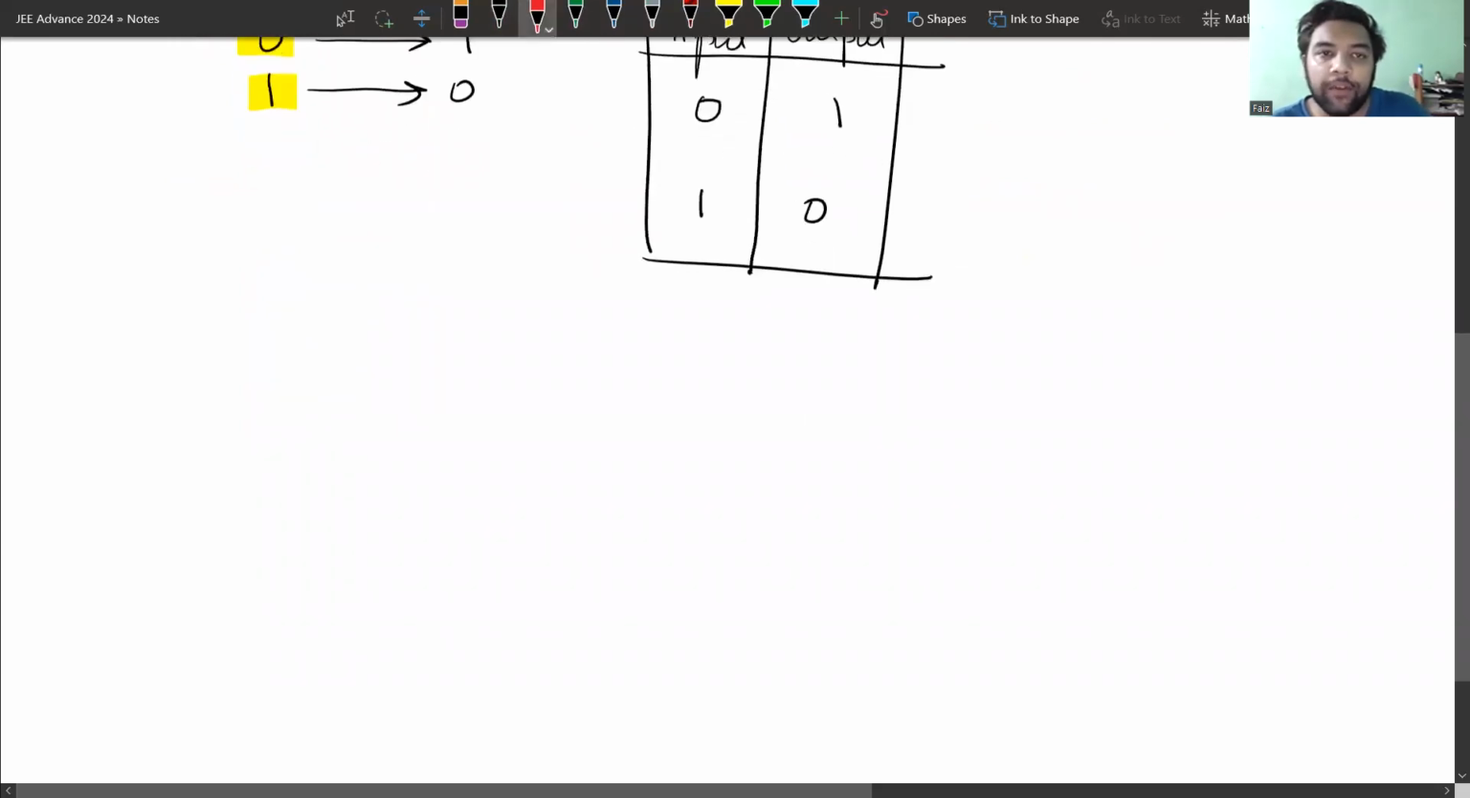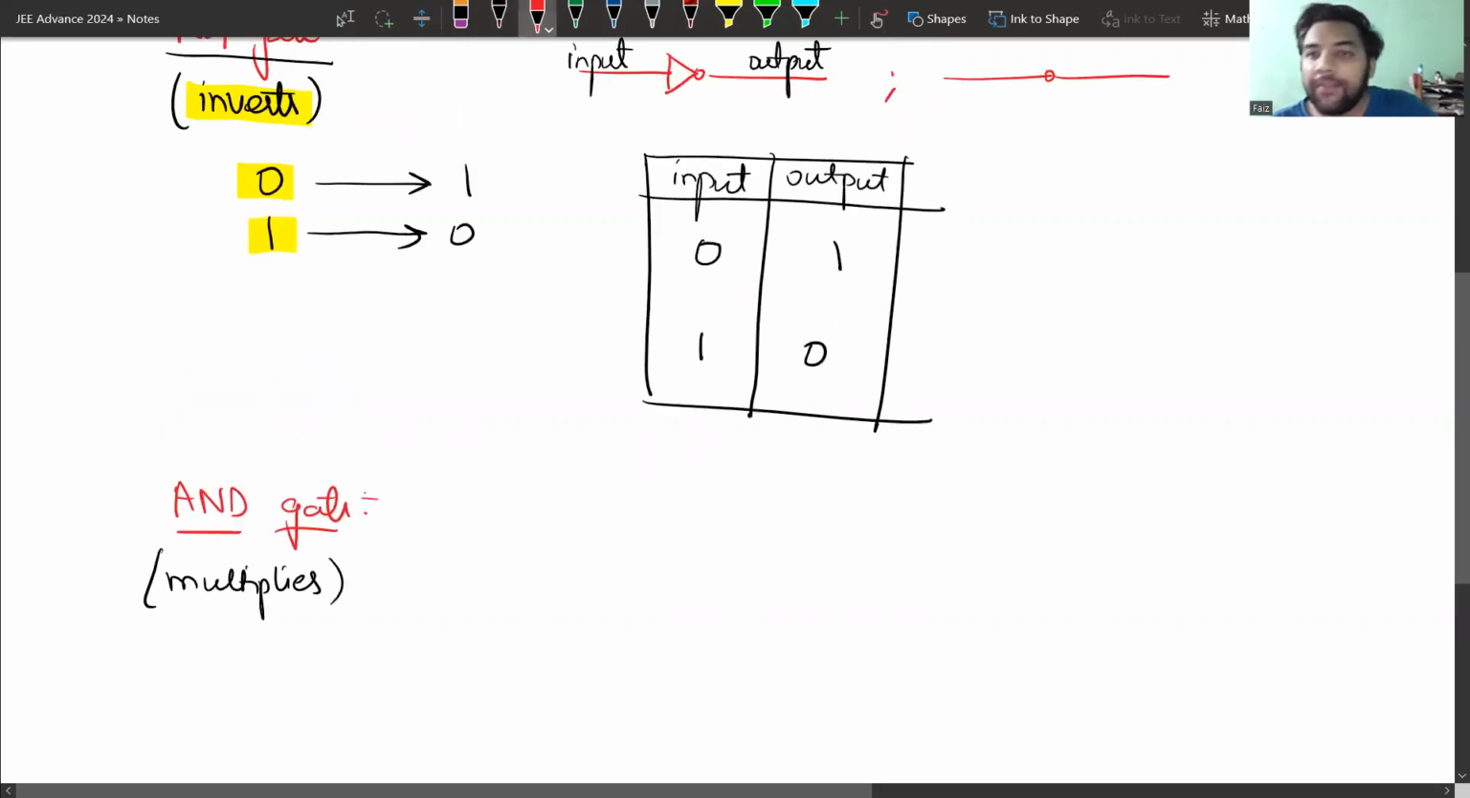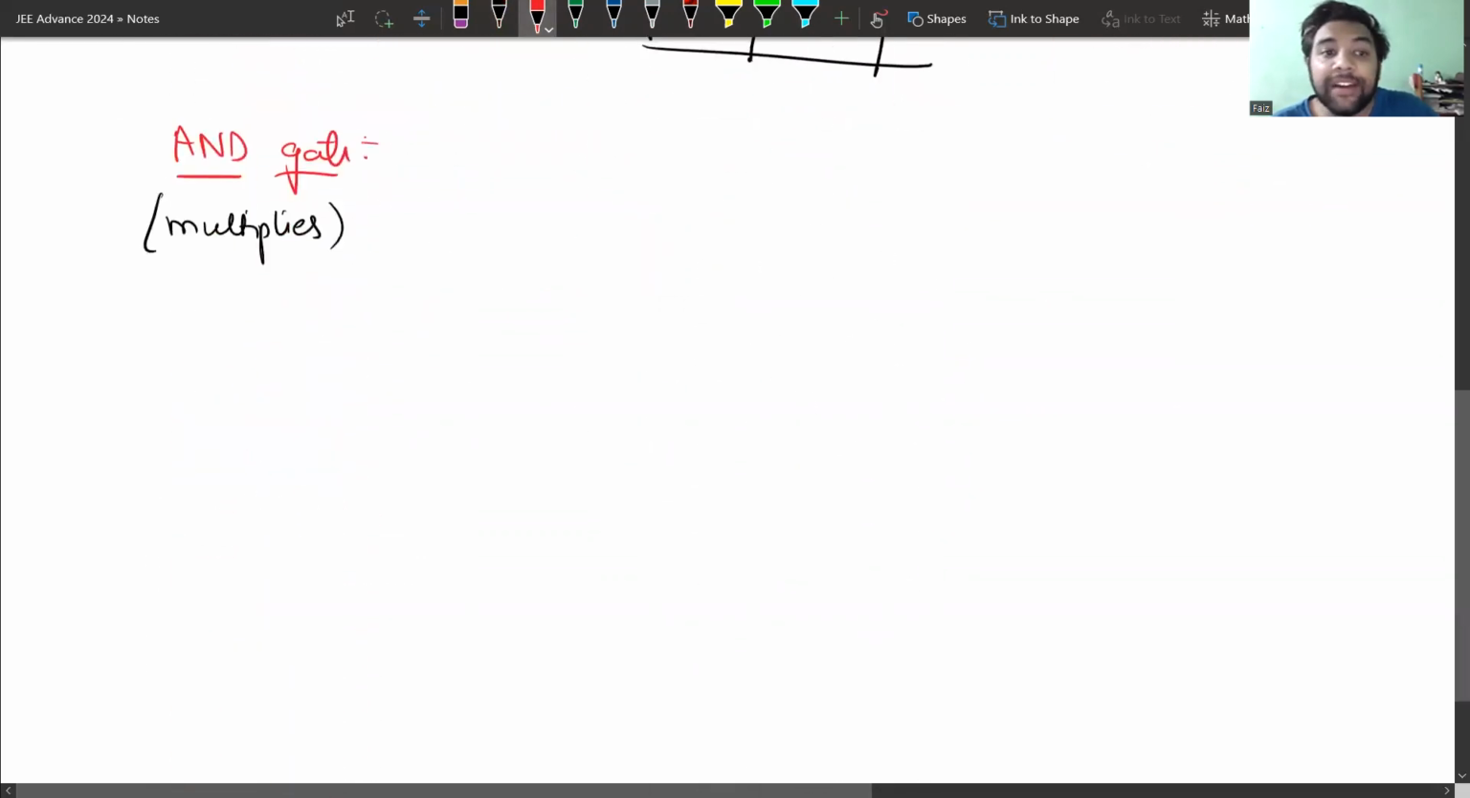Now, what is the next gate? The next gate we are going to discuss is the AND gate. First of all, what is the use of the AND gate? The AND gate just multiplies. Just remember, the AND gate multiplies. Second, we are going to see its diagram. So what is the diagram? How does the AND gate look? It looks something like this.